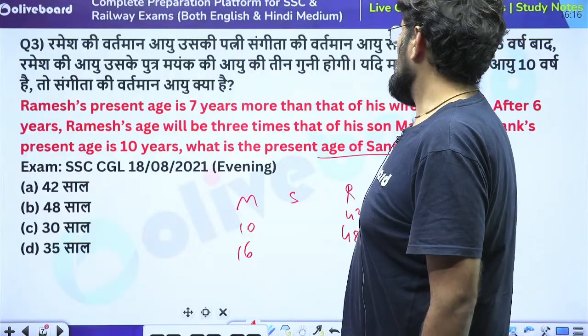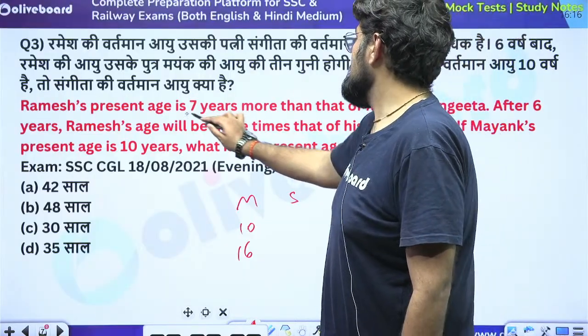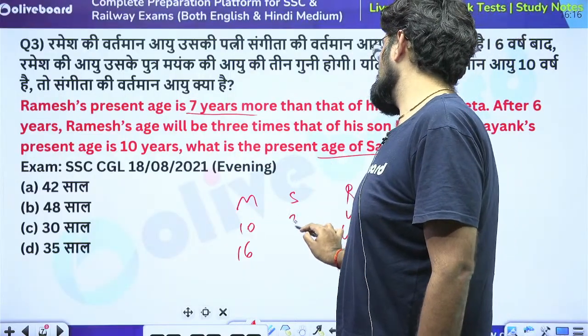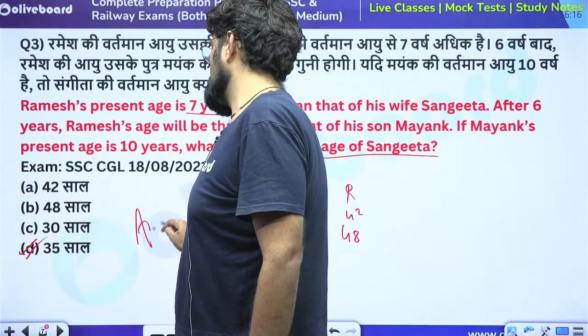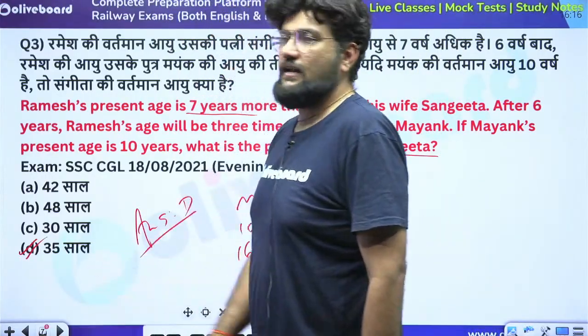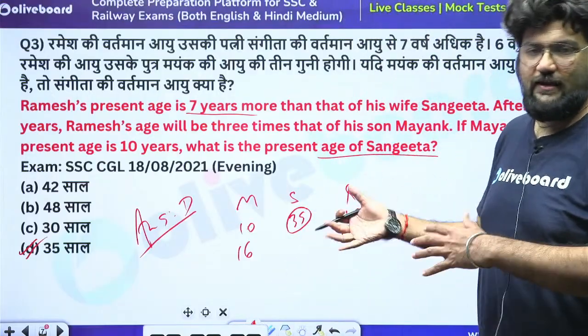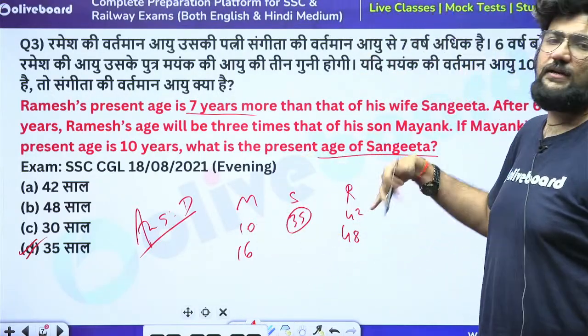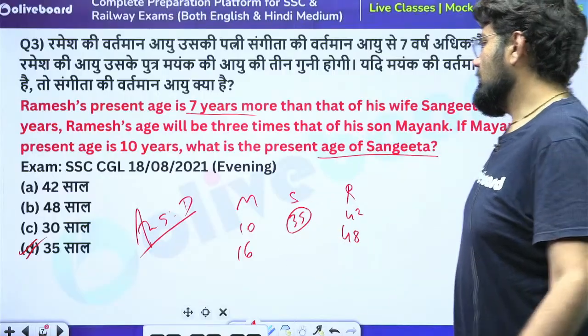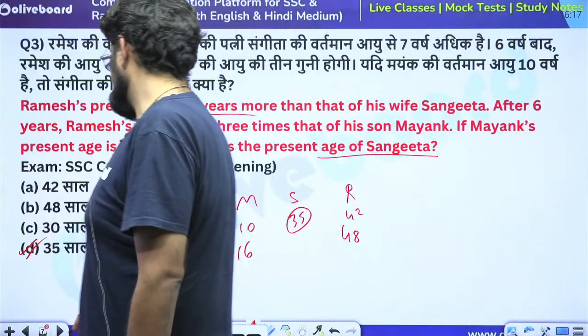Okay, so if his present age is 42, his age is 7 years more than that of his wife, so his wife is 35. So what is his wife's age? 35. It's very simple. Nothing needs to be done here. A lot of people get into forming equations and all, not required. You just represent it in the form of a table and get your answers. Cool? Next.